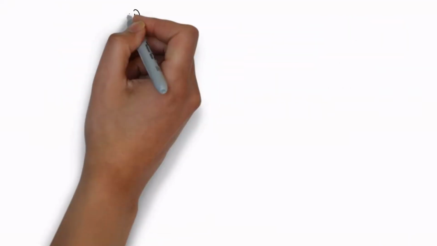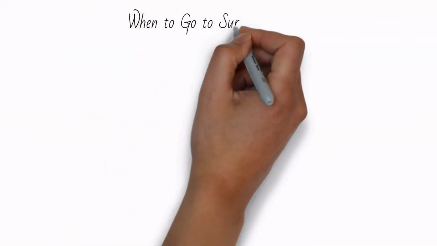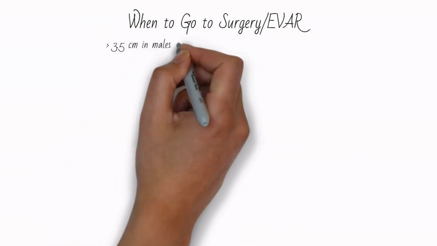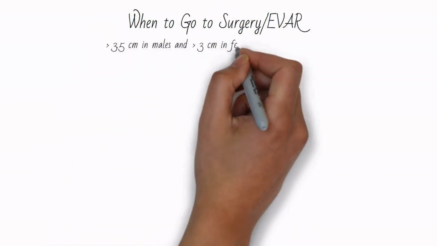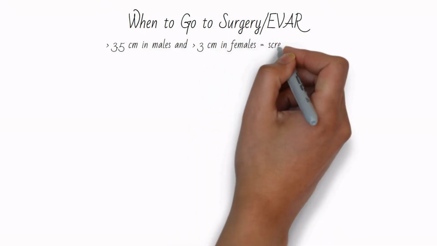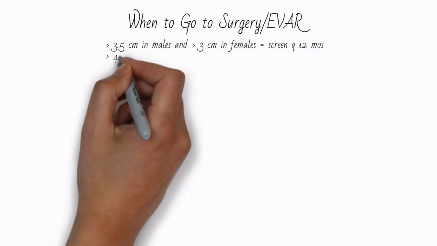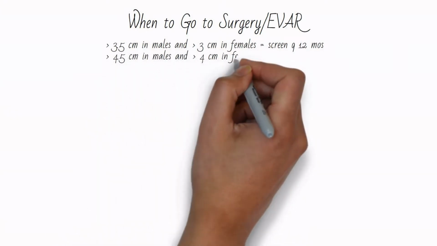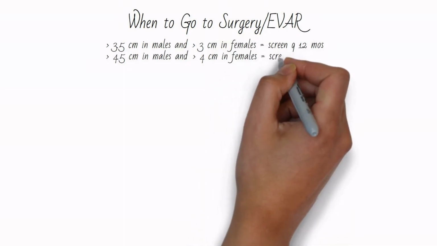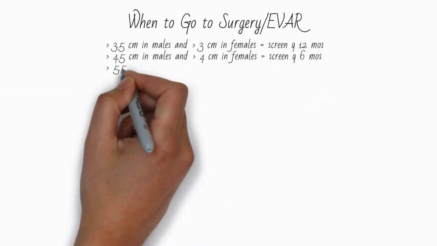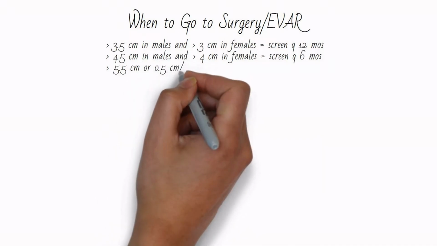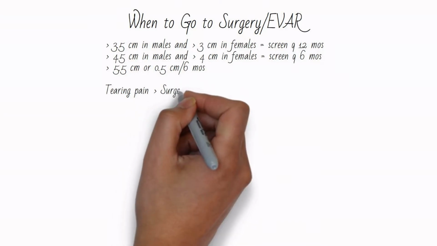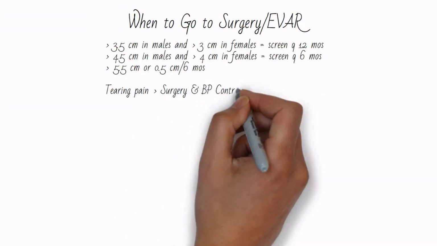Monitoring is indicated every 12 months for males with a 3.5 centimeter aneurysm and females with a 3 centimeter aneurysm. 4.5 centimeter male and 4 centimeter female aneurysms should be screened every 6 months. 5.5 centimeter aneurysms, or those that enlarge by 0.5 centimeters in 6 months or 1 centimeter in 12 months, should be repaired. If the patient acutely has tearing pain or dissection, they go to surgery emergently. In the interim time, you should control the patient's blood pressure to prevent further dissection and rupture.